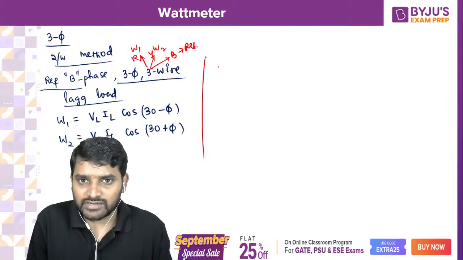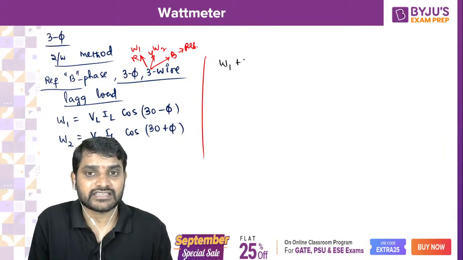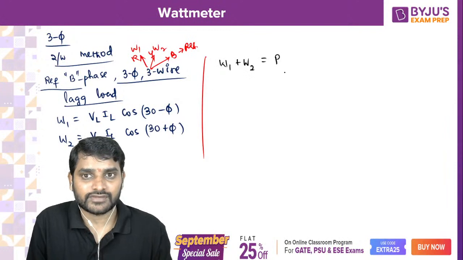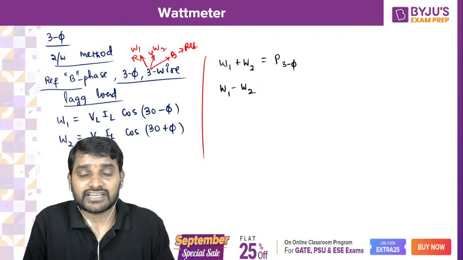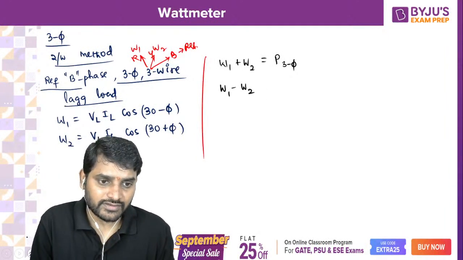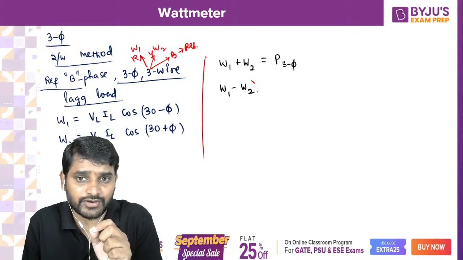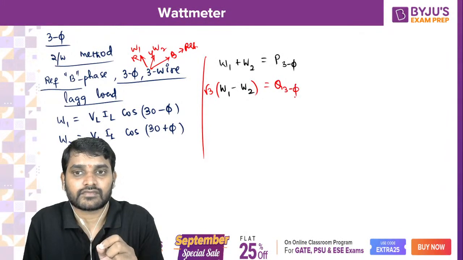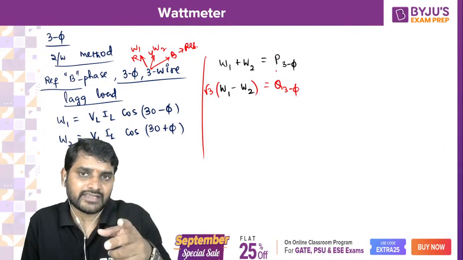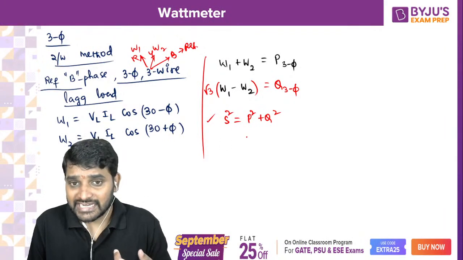When you add the 2 wattmeter readings, W1 plus W2 will give you the 3-phase active power, no doubt at all. When you subtract the 2 wattmeter readings, the resultant quantity is not reactive power. You have to multiply with root 3, then only that is reactive power. Now you know Q and P, then you can calculate S. So S equals root of P square plus Q square. You can calculate power factor also.